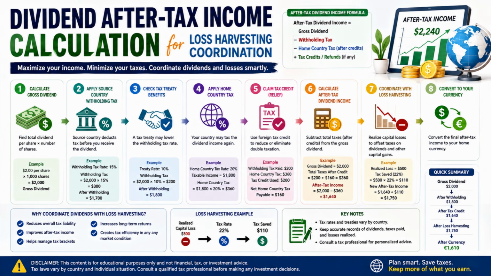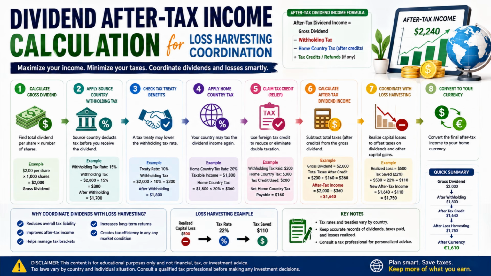This means you multiply the dividend per share by the number of shares you own. For example, if a stock pays $2 per share and you own 1,000 shares, your gross dividend income is $2,000. This is the starting point before taxes, credits, losses, or currency conversion are applied.